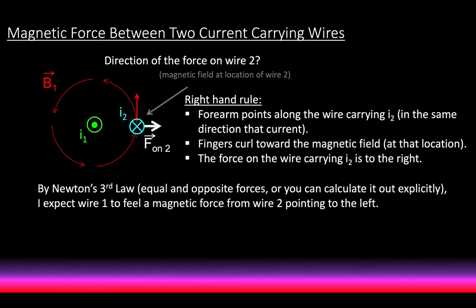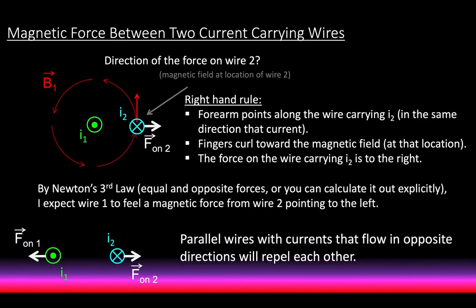And again, by Newton's third law, or if you want, you could work it out very explicitly, you find that the force on wire 1 due to the magnetic field created by wire 2, which is not shown, is going to point to the left. So parallel wires with currents that flow in the same direction will attract each other. Parallel wires with currents that flow in opposite directions will repel each other.